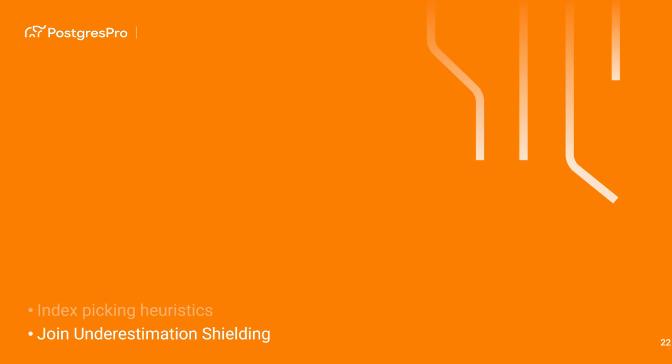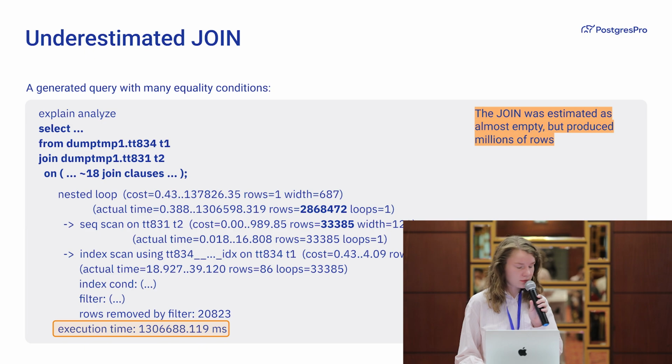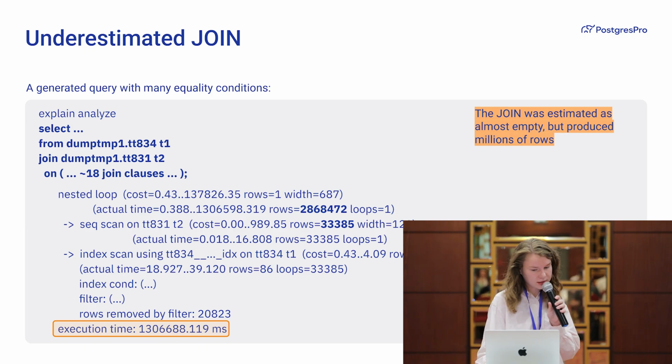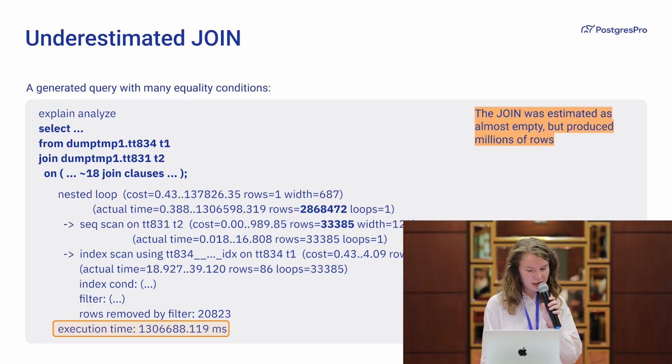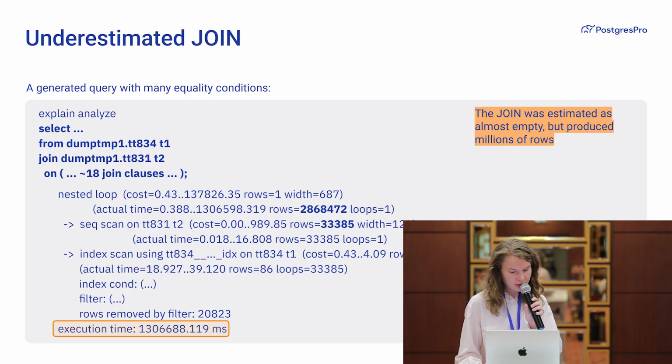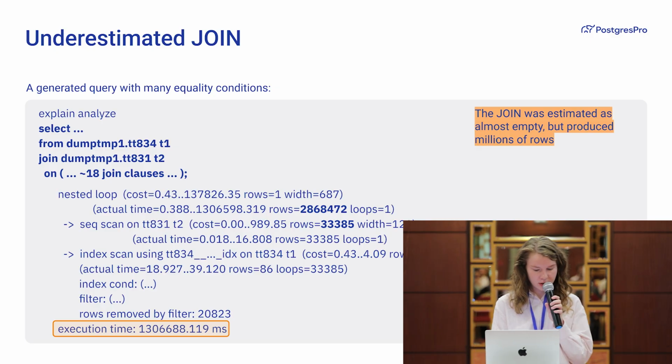So let's move to the second part. It's about underestimated joins. On this slide, we can see another generated query. This time, it has many equality predicates in the join ON clause. The planner estimates the join result at only about 1 row, but actually, that's why for it, nested loop looks good enough.